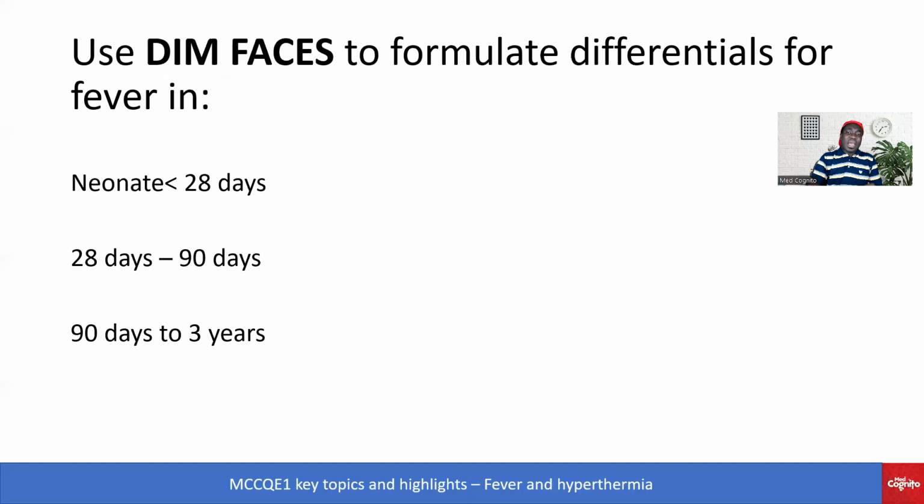But one thing I want you to do, and we can discuss it in the Facebook group, is using DIM phases to formulate differentials for fever. So as I said, children less than 28 days, children 28 days to 90 days, children 90 days to 3 years, and those who are older. How will you be able to differentiate that? And a lot of the books have broken these down.